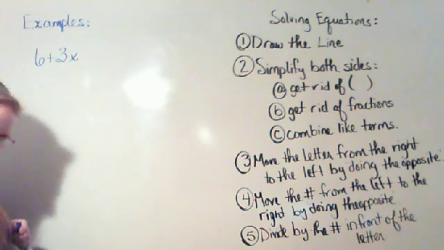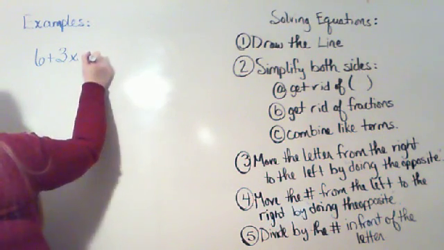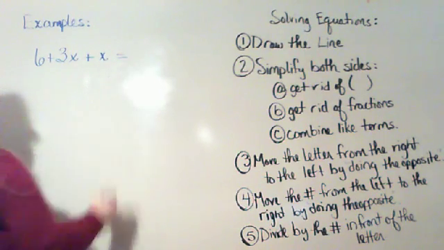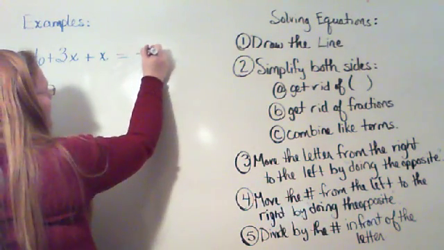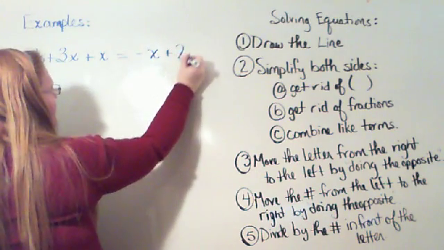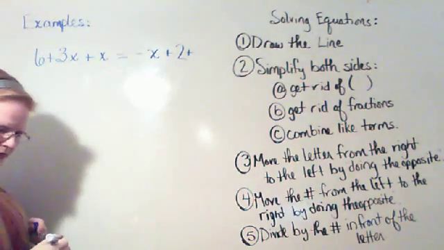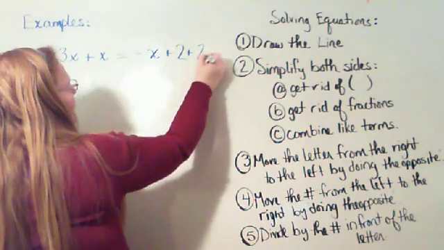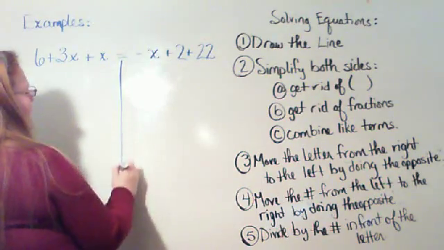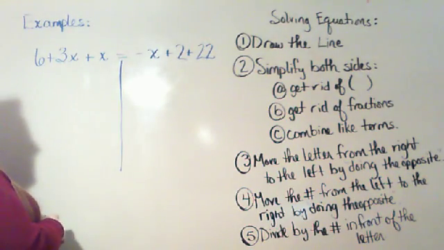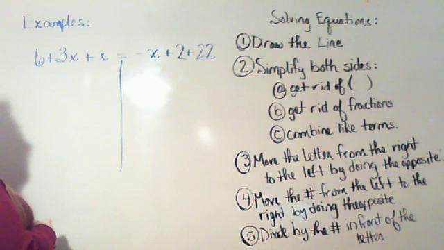Plus 3x plus x equals negative x plus 2 plus 22. First step is always the same. We need to draw a line. Then it says we need to simplify both sides by getting rid of any parentheses. We don't have any parentheses, so there's no need to worry about it.